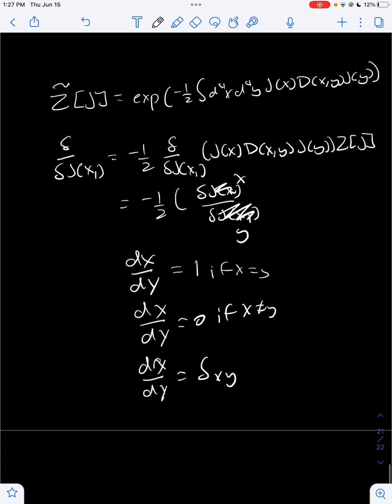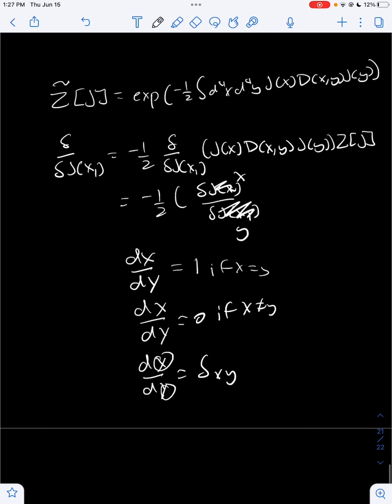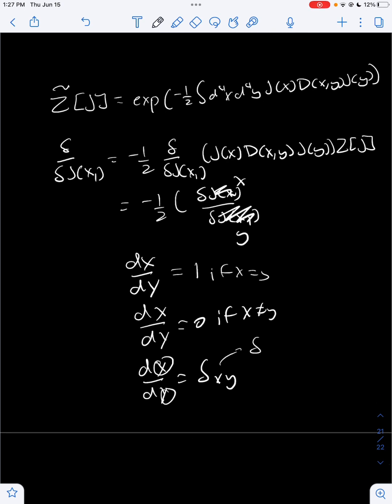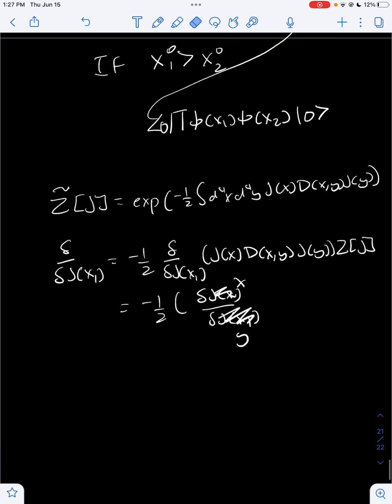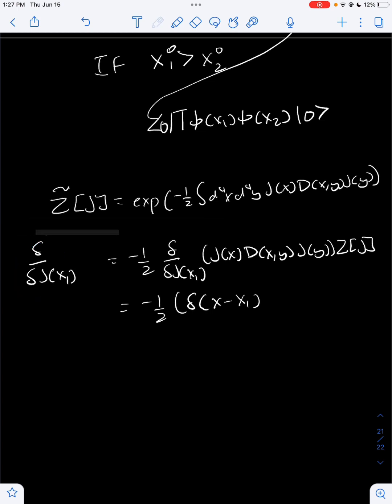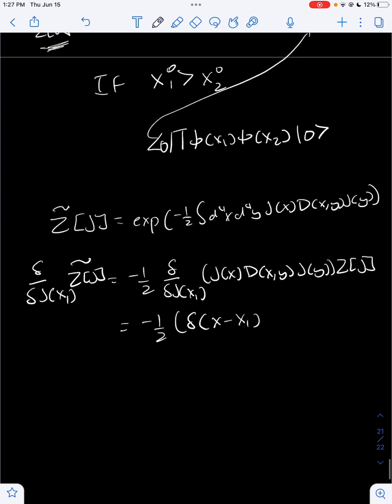So if you change x to a function and y to a function, that's going to mean we're going to have delta of x minus y. So that's why for functional differentiation, we get a delta function when we do that. So that means we are going to be left with delta of x minus x1. This should be the derivative of Z tilde of j. And we should also be integrating as well.